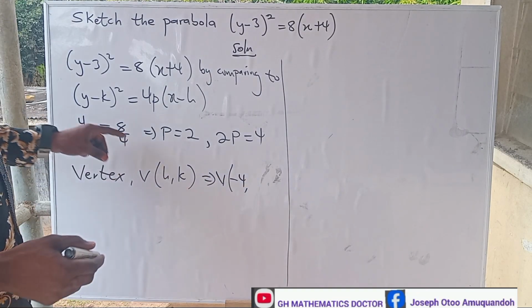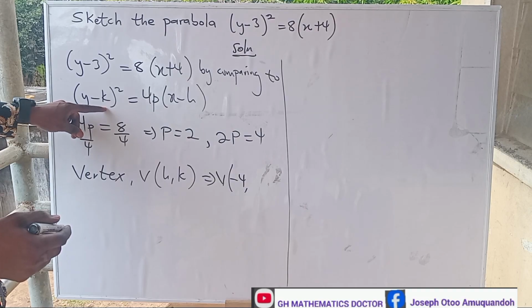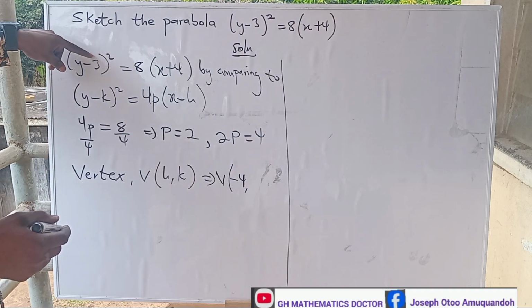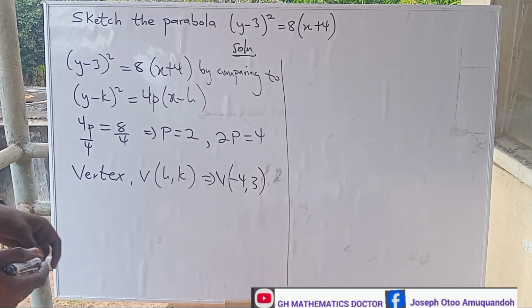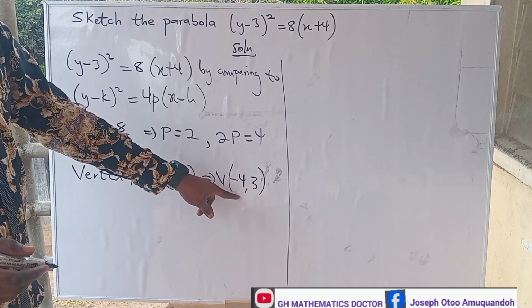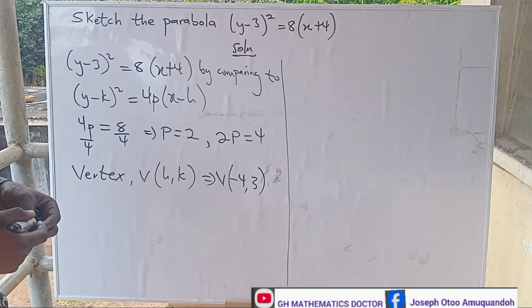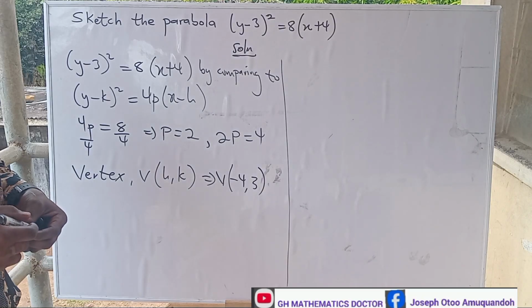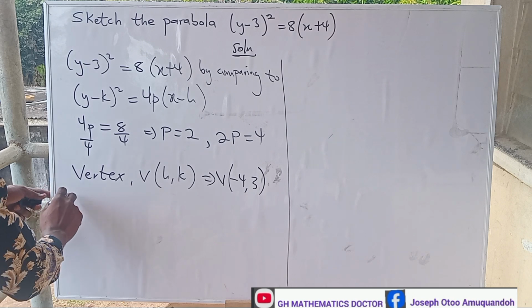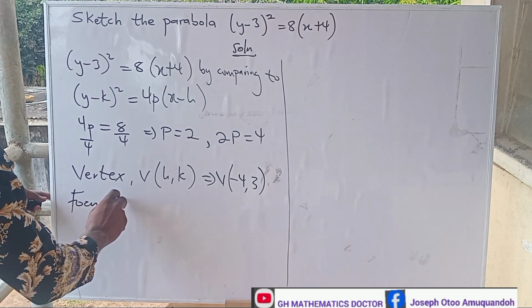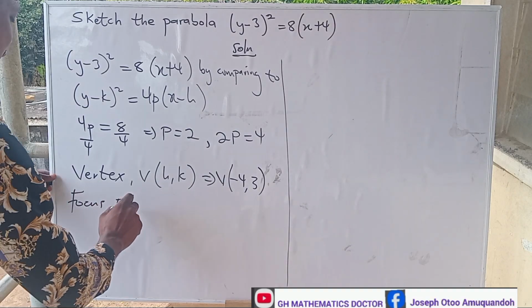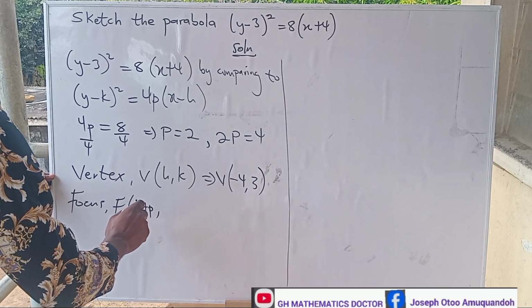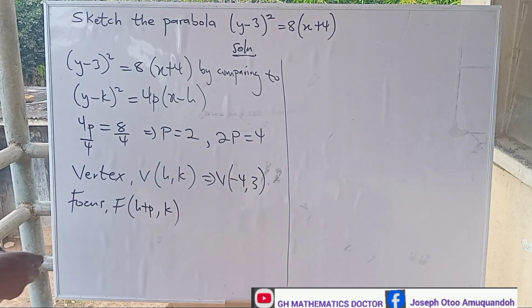Then for k, it is taken from the y expression here. When it's compared to our question, we have the negative 3. So we're going to have the positive 3 for k. Now, our point where the parabola is being taken from is (-4, 3). We also need to find our focus. So the focus is also having a coordinate in the form (h plus p, k).